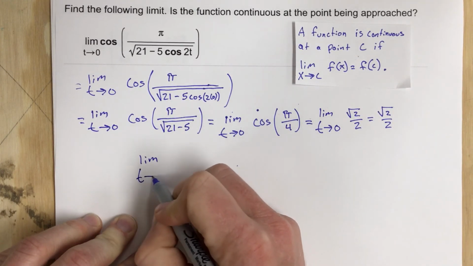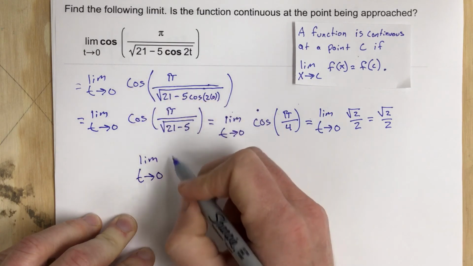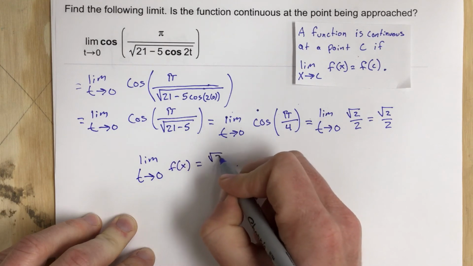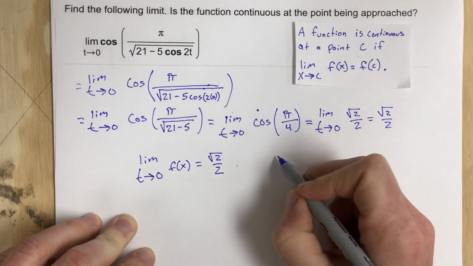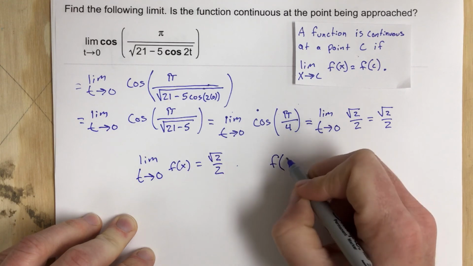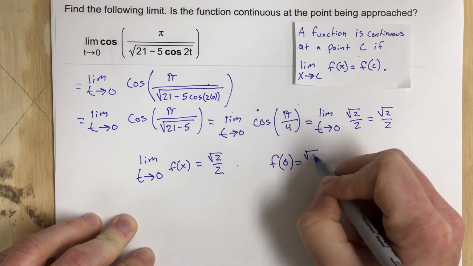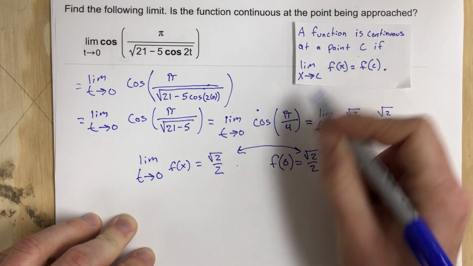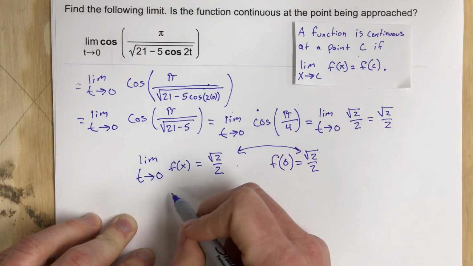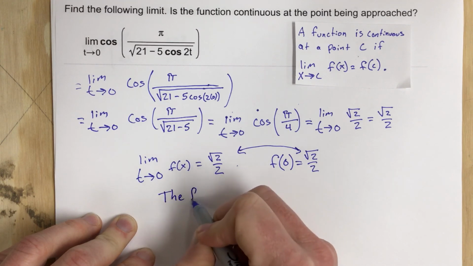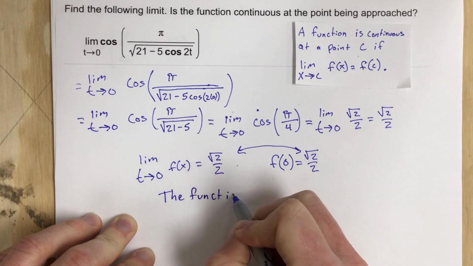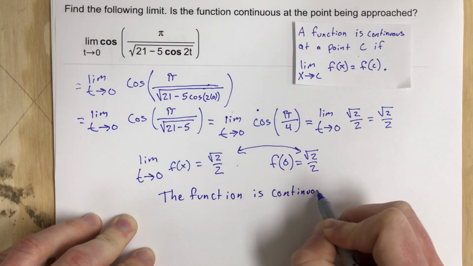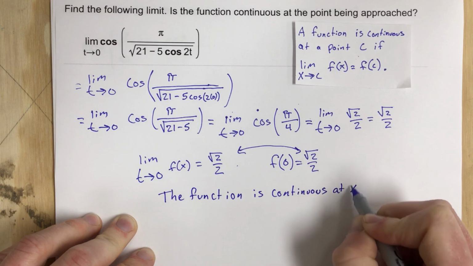So the limit as t approaches 0, and we'll just call this function f of x, equals root 2 over 2. And the function with an input of 0 equals root 2 over 2. Because these two things are equal, based on our definition, we can say the function is continuous at x equals 0.